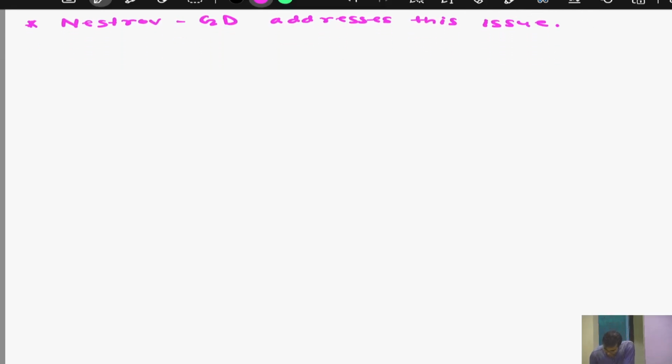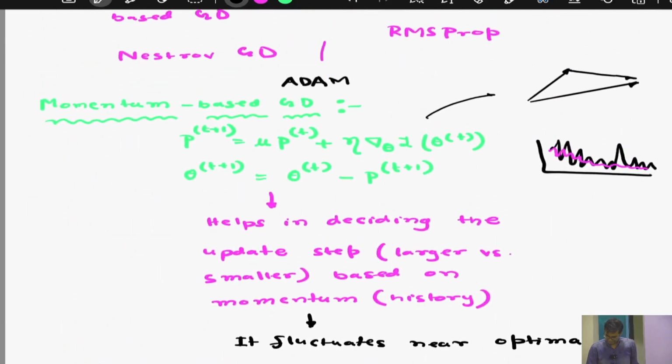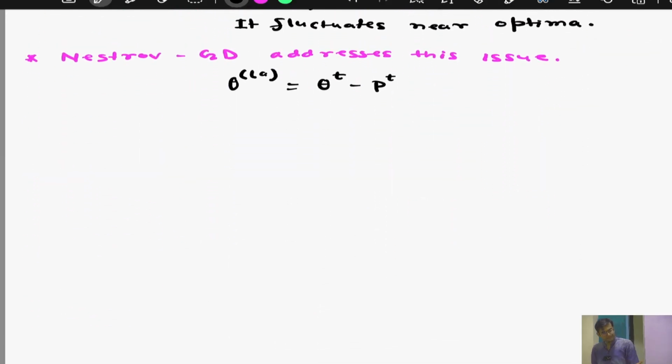So let me again write down the update rule and then we will see. In this case, theta LA is equal to theta t minus pt. Theta LA is the look ahead point. It's the exact same thing, I mean minus or plus, yeah, minus. I'm just using pt instead of pt plus 1, so it's an approximate look ahead point. And then the rest remains the same.